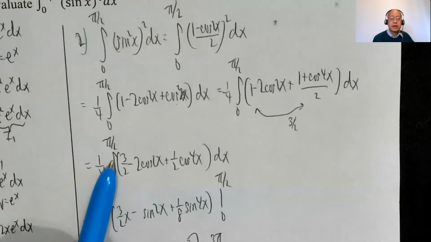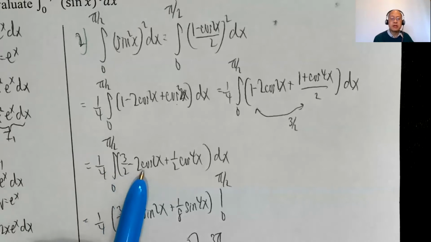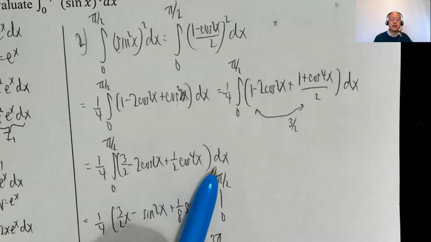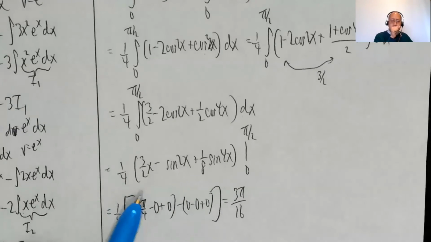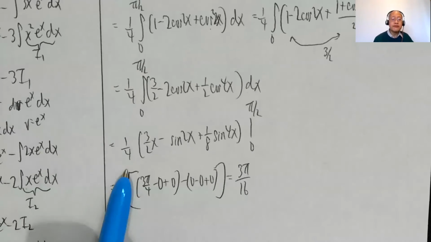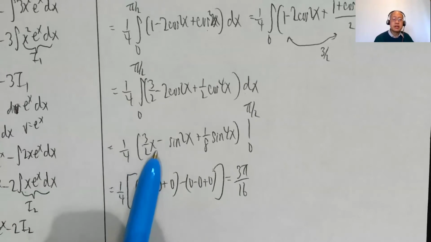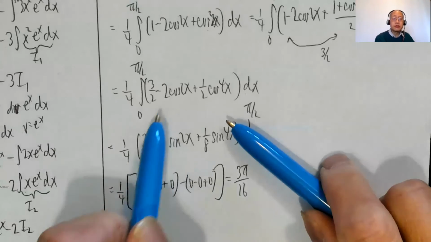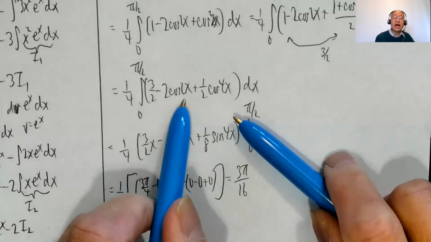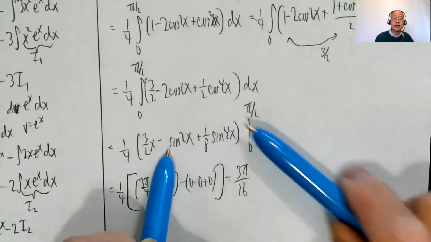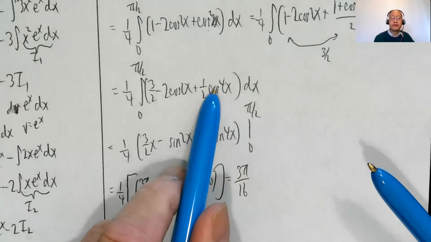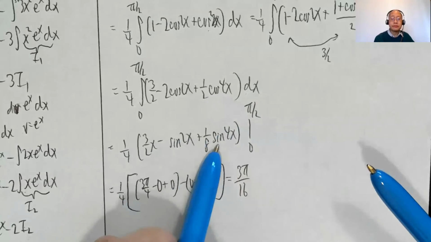1/4 integral of 3/2 minus 2 cosine 2x plus 1/2 cosine 4x dx. So 1/4, 3 over 2 x minus sine 2x. The integral of this would be minus sine 2x times 1/2, 1/2 times 2 is that. And 1/2 sine of 4x times 1/4 gives me 1/8.